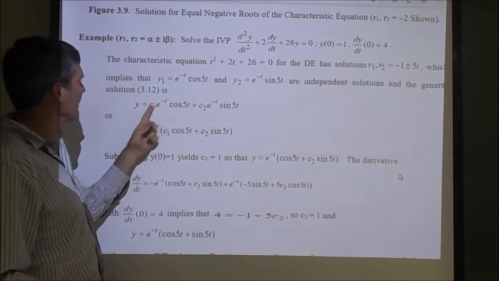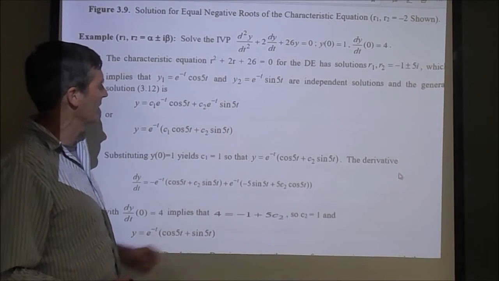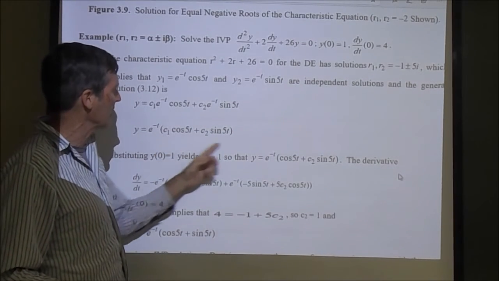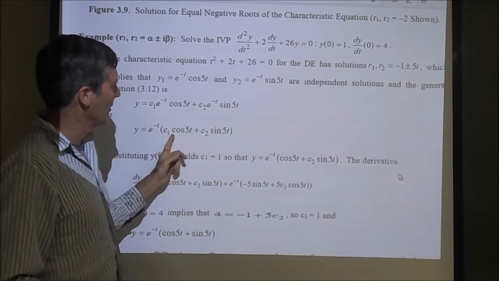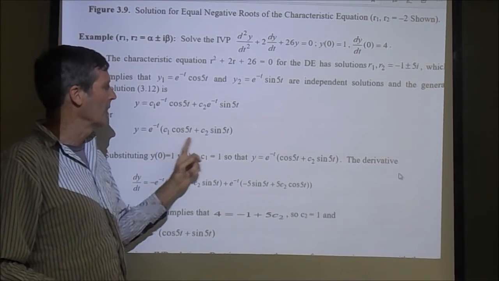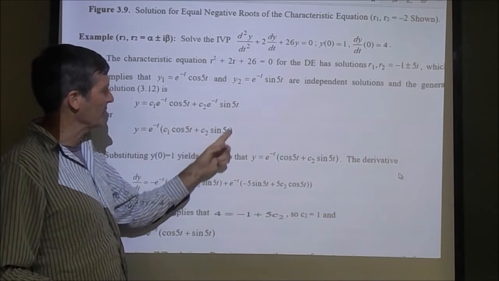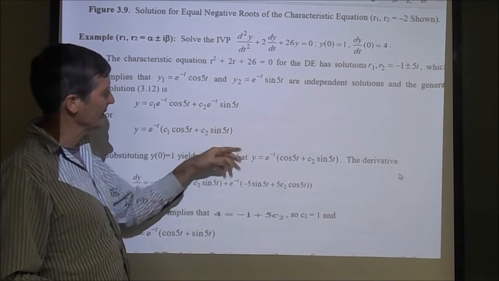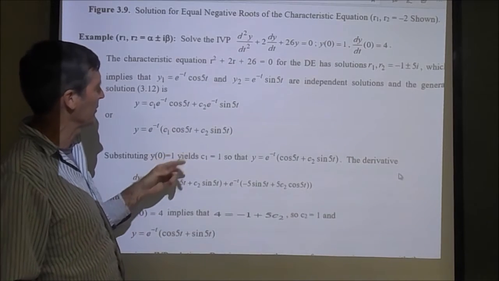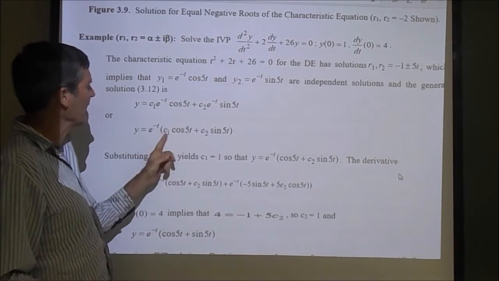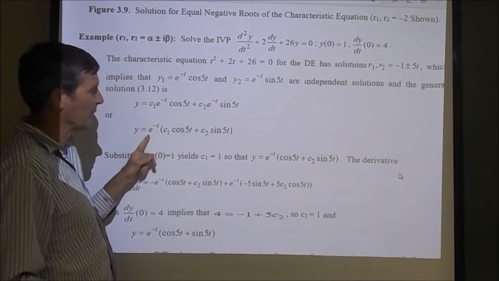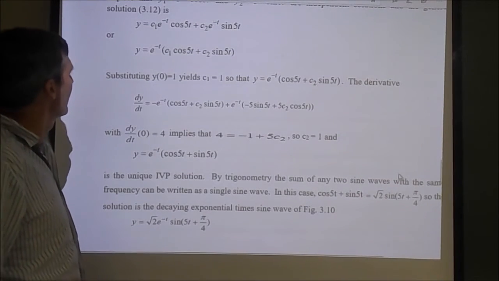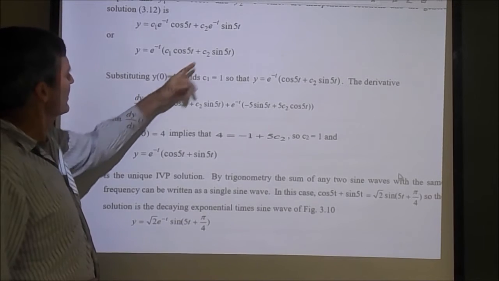You can factor the e to the minus t out of here and write it like this, which is kind of suggestive. We're going to shortly show why this is really neat. If you remember your trig really well, this actually turns out to be a single sine wave. You can write this as a single sine function of 5t plus a phase shift, multiplied by an amplitude. And so this is actually a sine wave times a decaying exponential. That tells you what the solution looks like. You like the picture of it for that reason. But first let's find out what C1 and C2 are.